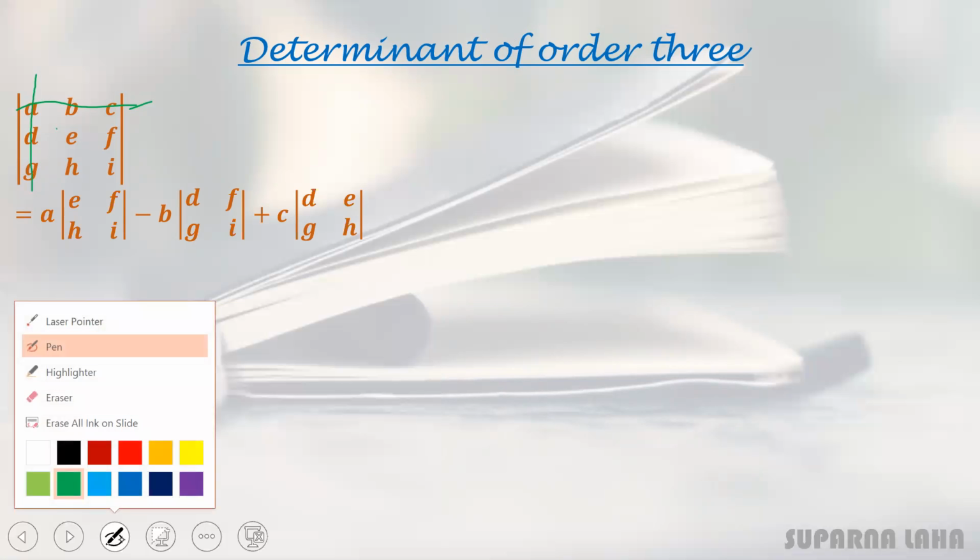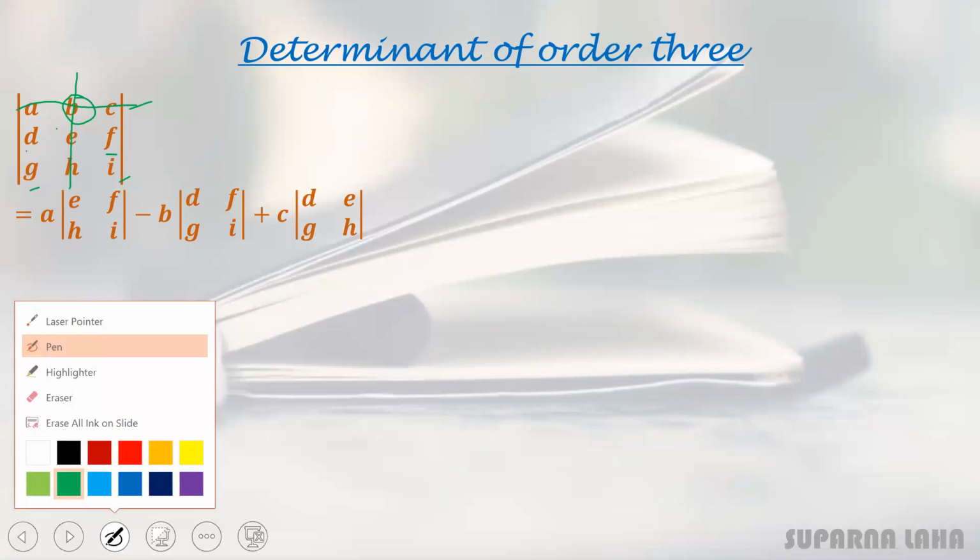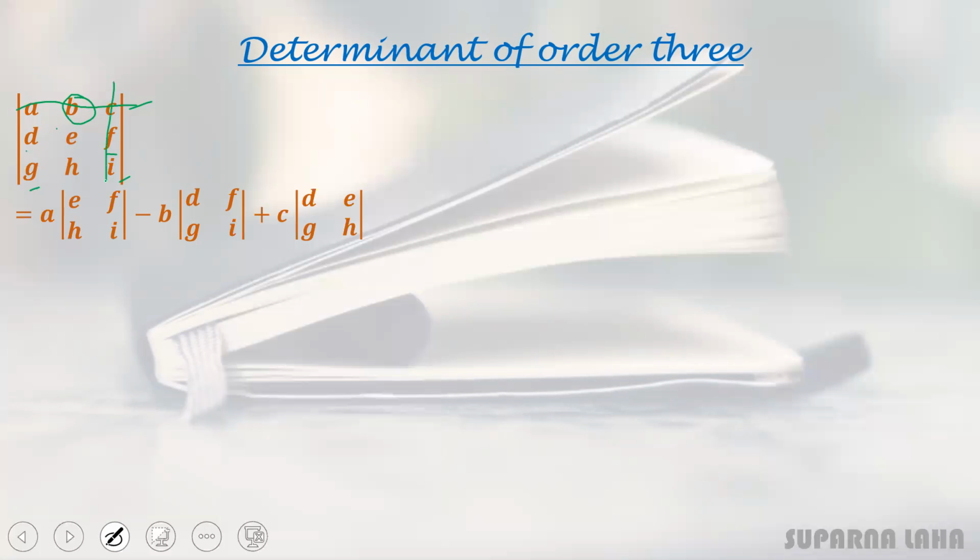And then just remove this first row and the second column. So minus B. In this cross, the element present at this crossing point, you will write as minus of B, and D, F, G, I. Next, remove this first row and the third column. So in this crossing point, the element is C. So plus C, D, E, G, H.